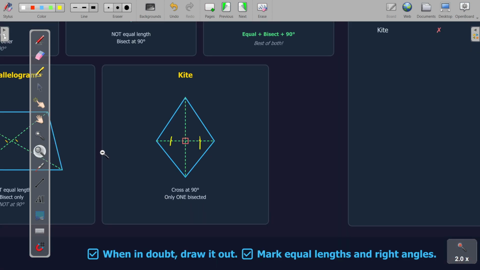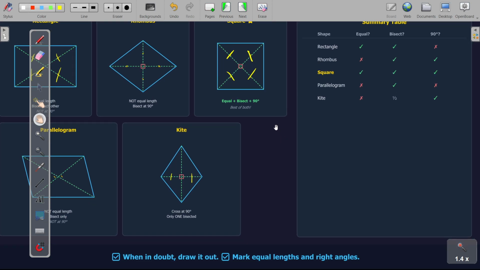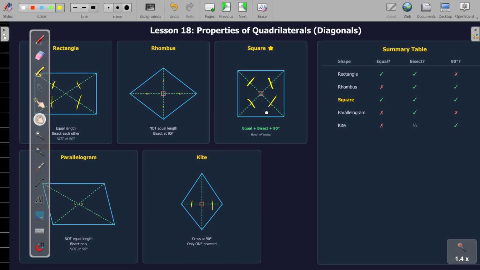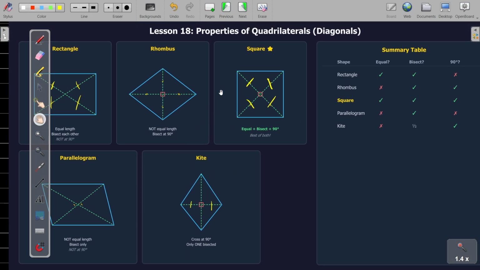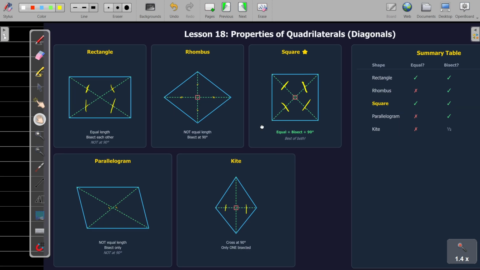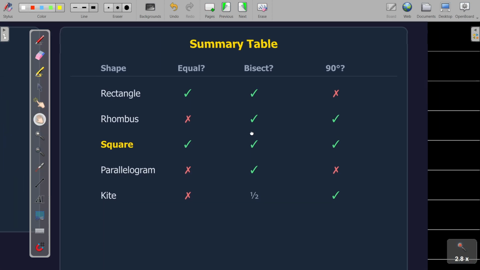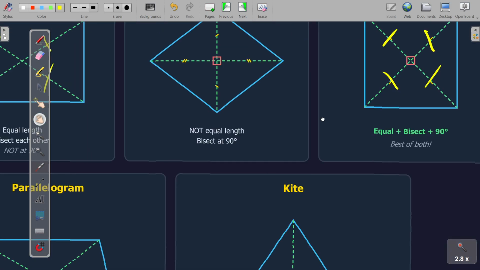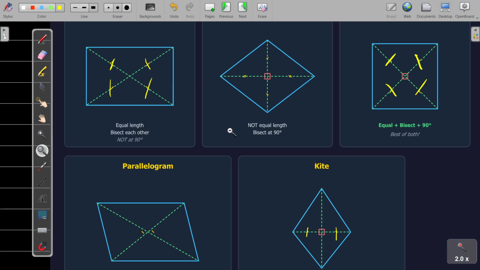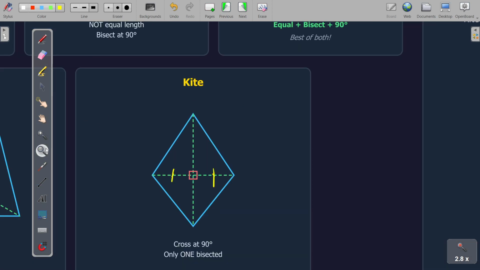And of course, when you want to really learn about shapes and everything, this is a classic in a channel. When in doubt, draw them out, and then mark equal lengths and the right angles, so you do not second guess yourself. You should try to look at a summary table, something like this, while you're drawing, and then mark them out, and then your doubts will be fully gone because you have drawn them out.